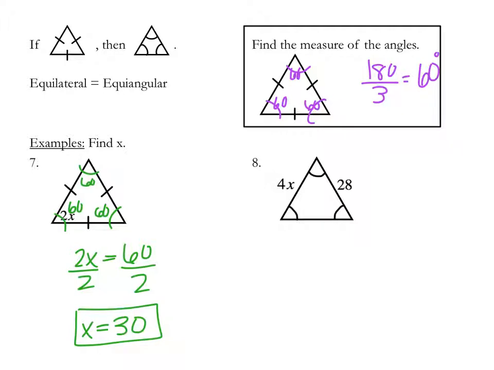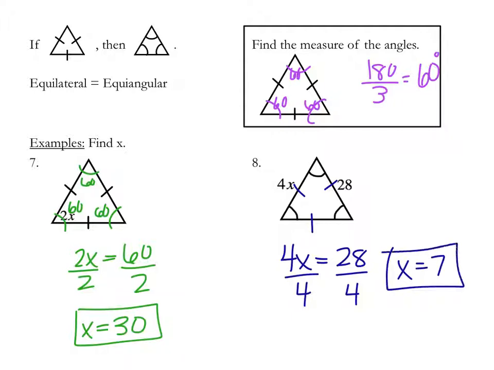And then the last one has all whoosh marks, so if all whoosh, then all, hopefully you said tick. We can put tick marks there, and that tells me that those two sides are equal to each other. It doesn't matter that there's that extra tick mark there. It just tells me that those two are equal, so we set them equal to each other. And we solve, divide by 4, x equals 7.